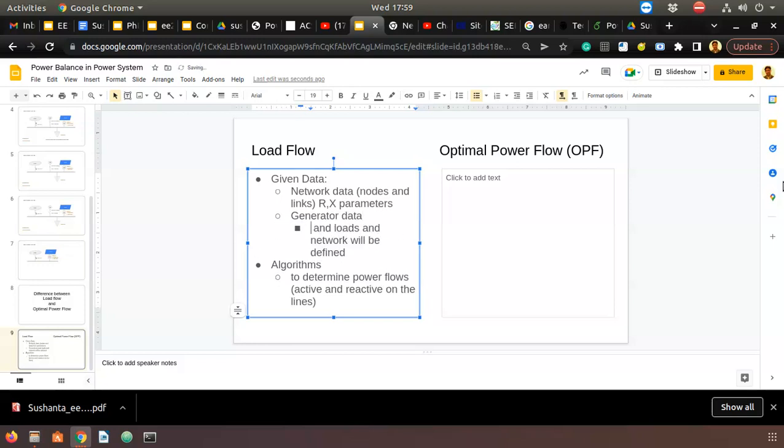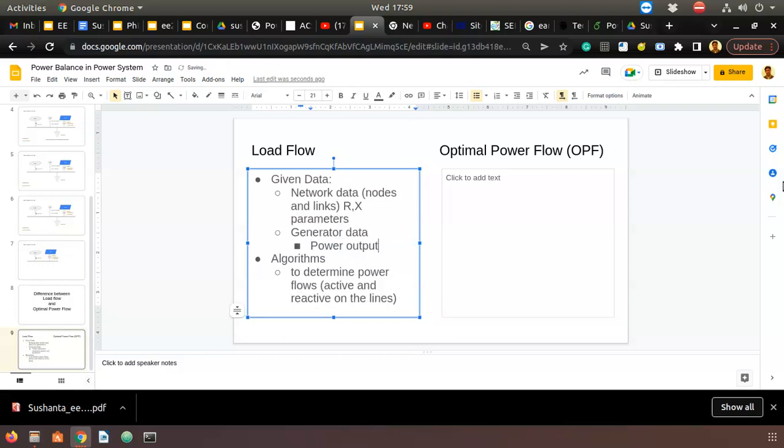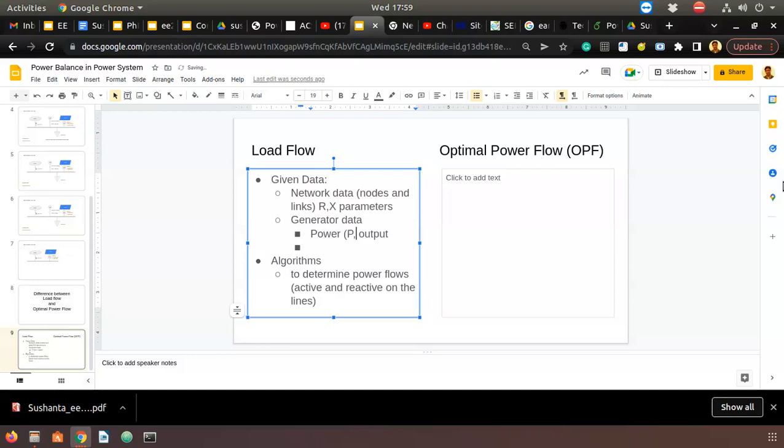Now generators, generator data. Generator data means we'll have megawatt power output, PG, QG, so both P and Q output. Is it what you are saying? No, the Q we will determine, sir. Okay, good. That was a trick question to catch you, but since you know, you answered. So we only know P, we don't know Q. That is the problem with the generator. Q is unknown.